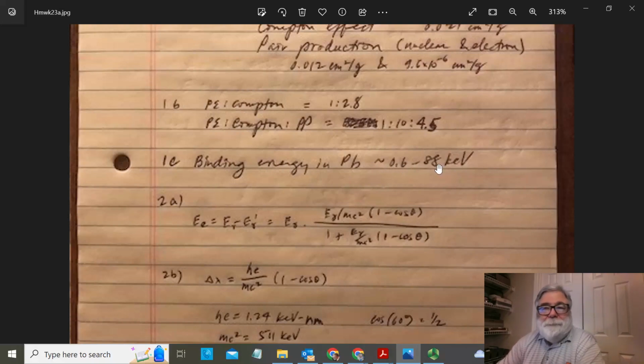Now, this is the lowest binding energy. So is that the lowest shell, most tightly bound? Is that the lowest energy, meaning the least tightly bound? Either way you answer it is fine.